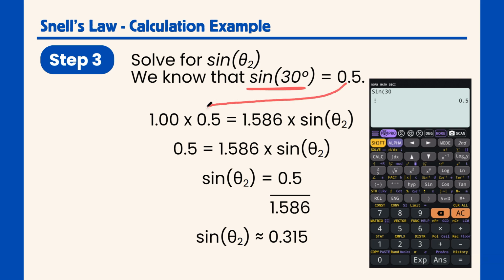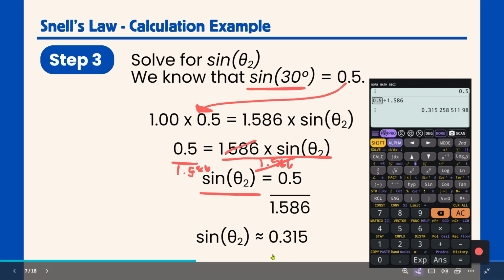We put in the value of sine 30 degrees. Of course, 1 times 0.5 equals 0.5. Since we are still finding the value of sine theta 2, we divide both sides by 1.586 so that it cancels out. Then what remains is sine theta 2, which equals 0.5 over 1.586, equivalent to 0.315. But that is still not a degree. Our degrees are still missing.